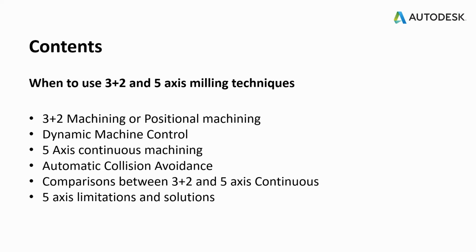So, in today's topic, when to use 3+2 and 5-axis milling techniques, we will cover the advantages over each other. We will see dynamic machine control, where the programmer can completely change the 3-axis toolpath into a 3+2 axis toolpath. We cover automatic collision avoidance, which will automatically create a 5-axis toolpath from a 3-axis toolpath. We will see a better techniques comparison between the 3+2 and 5-axis continuous, and we will also cover 5-axis limitations and their solutions.